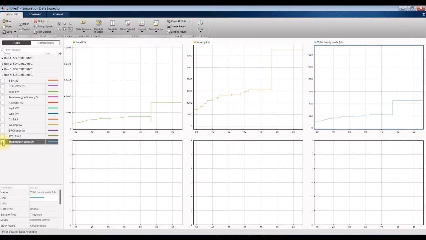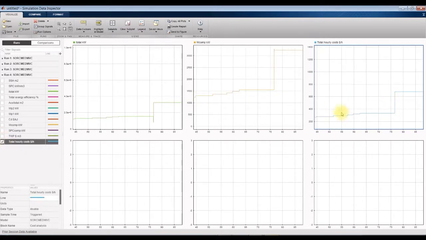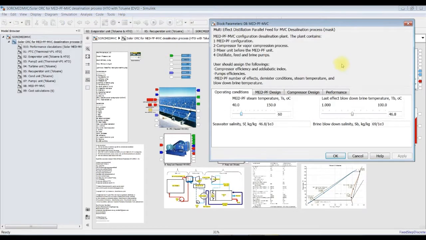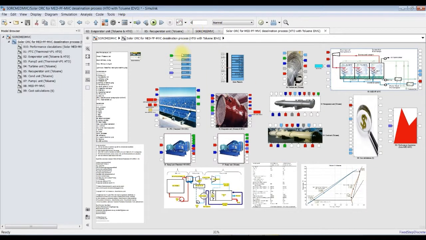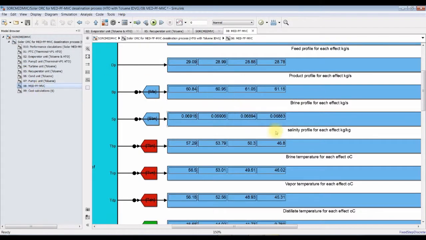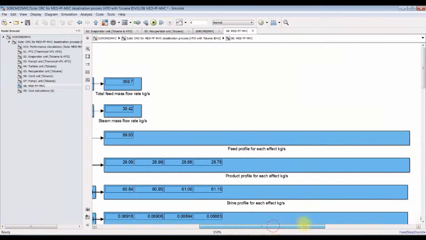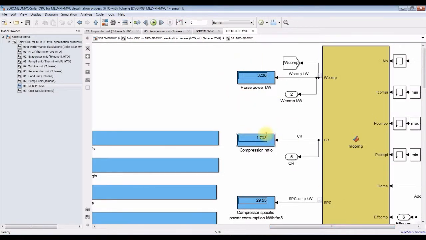And now I'm going for total hourly cost. This is the hourly cost parameter. Okay, this hourly cost increased massively because you increased the total system flow rate and so on. Okay, let's change the number of effects up to 8 effects and see the effect on the power. Okay, this is 8 effects. I'm going to watch the effect on the compression ratio, specific power, compressor power, and the total power that should be delivered to the compressor unit.